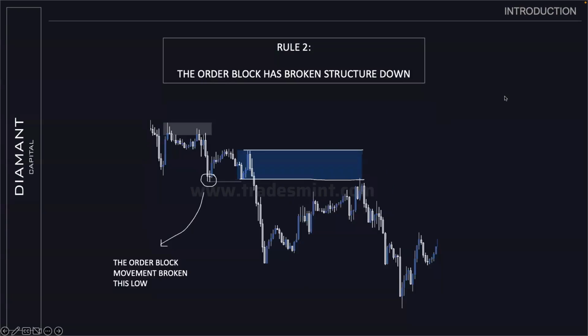Rule number 2: the order block has broken structure downwards or upwards, whichever way we're looking at in the market. In this scenario, just to quickly explain, we can see clearly a low right here. And what has broken that? It's this order block that pushed upwards, and then from that push upwards, it completely broke structure downwards. So when we're having that pullback, this order block that caused this downwards movement past that bit of structure is going to be very sensitive. That's why we look at this kind of area for our point of interest. So it's always going to be an order block that's broken structure down.